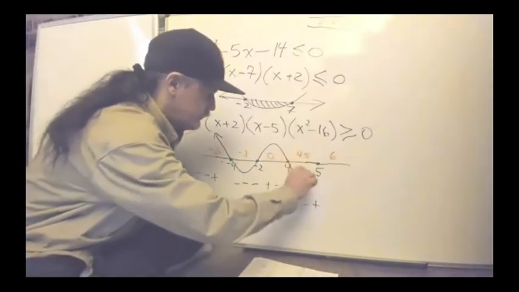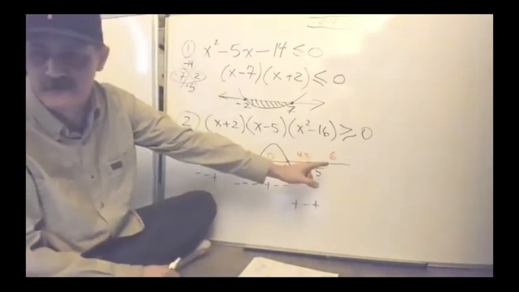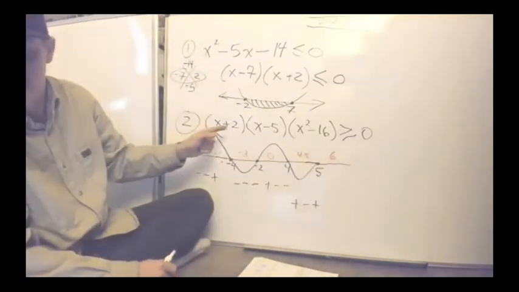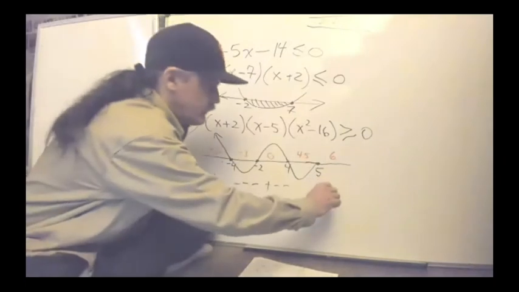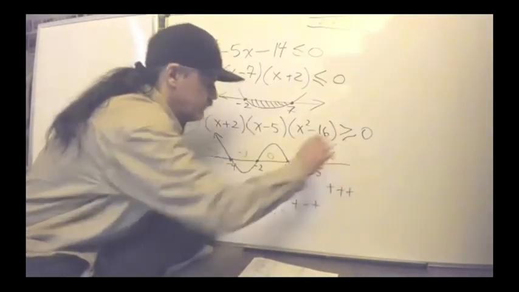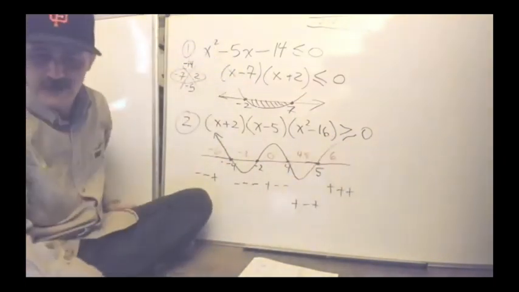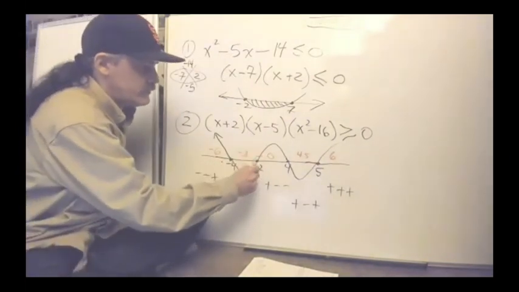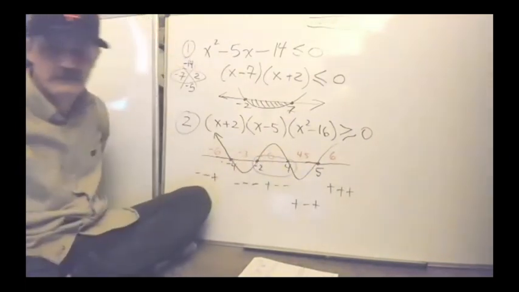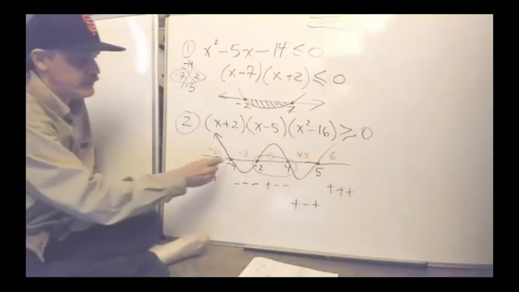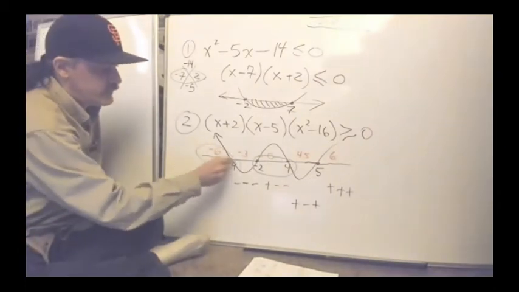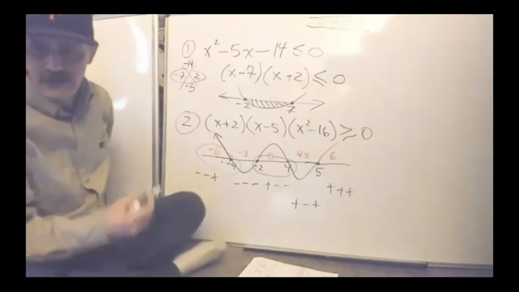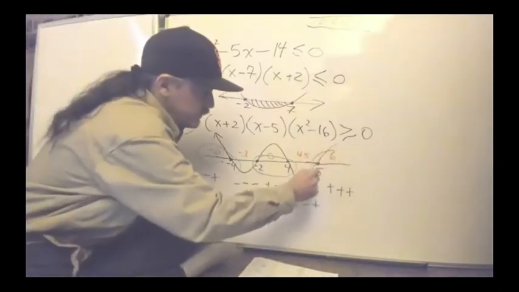All right, and again, the graph does that, okay? So now 6. When you put 6 in, they're all positive. And now we got what we need. So when is this going to be greater than 0? Well, it's going to be greater than 0 between -2 and 4. It's going to be greater than 0 to the left of -4. And it's going to be greater than 0 to the right of 5.